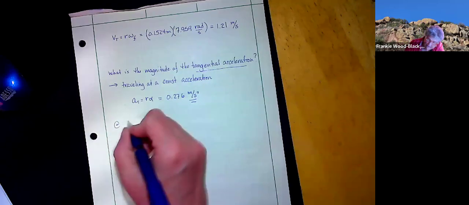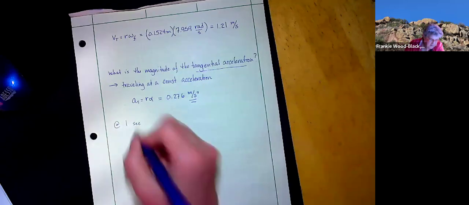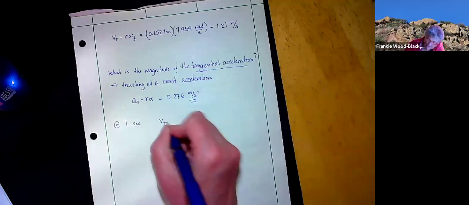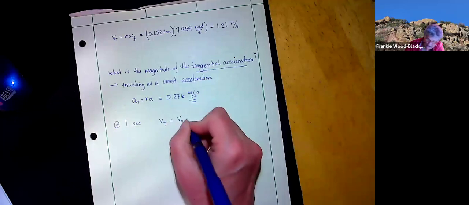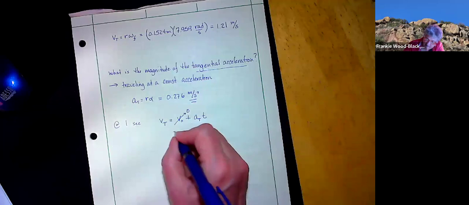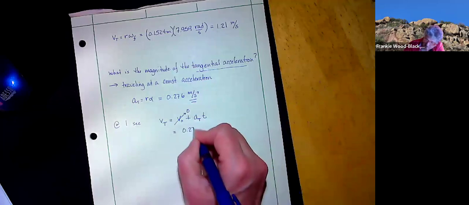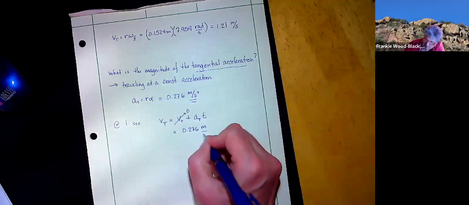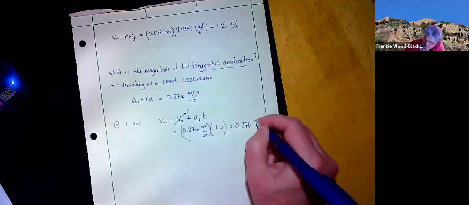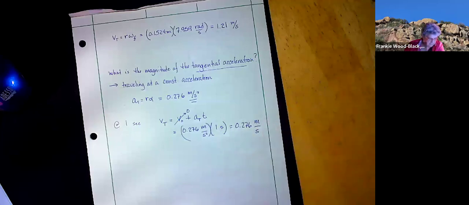Then at 1 second, we want to know what our final velocity is. Well, our tangential velocity is going to equal our initial velocity plus our tangential acceleration times time. We started at rest, so that's 0. So this is 0.276 meters per second squared times 1 second, and this gives me 0.276 meters per second. So that's our tangential velocity.